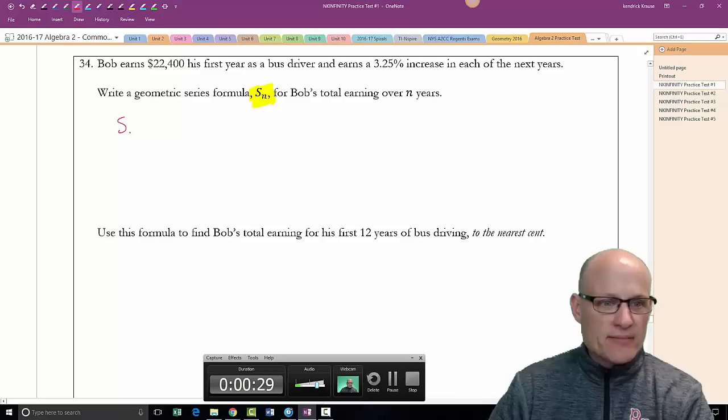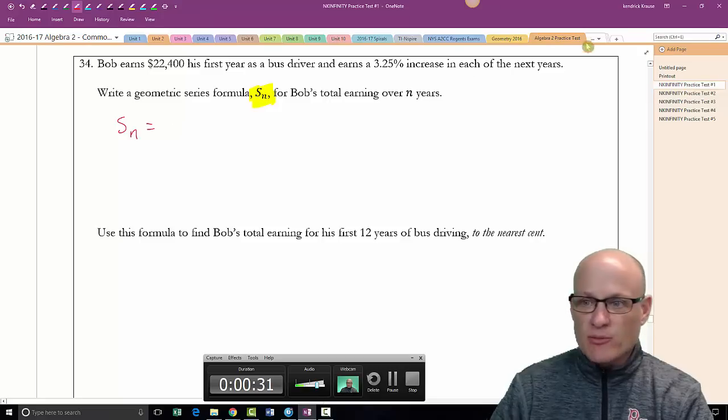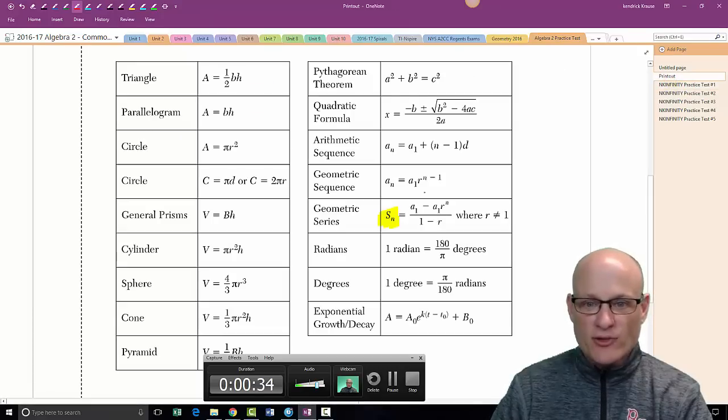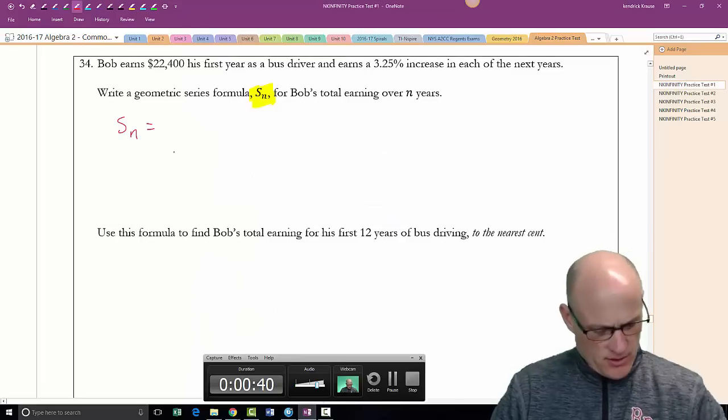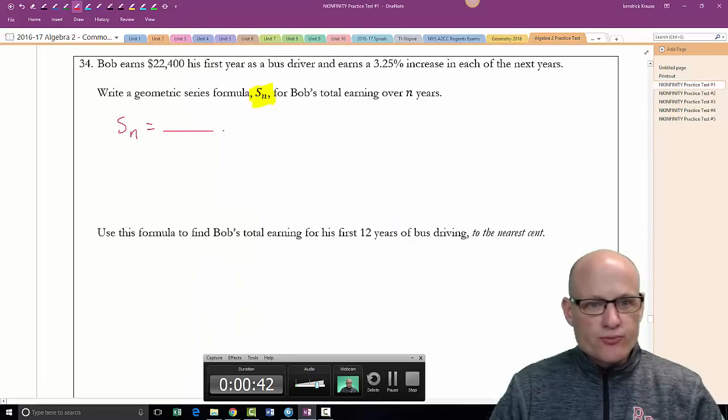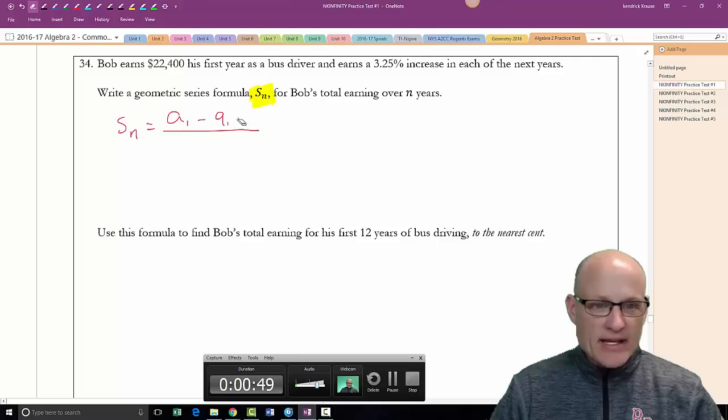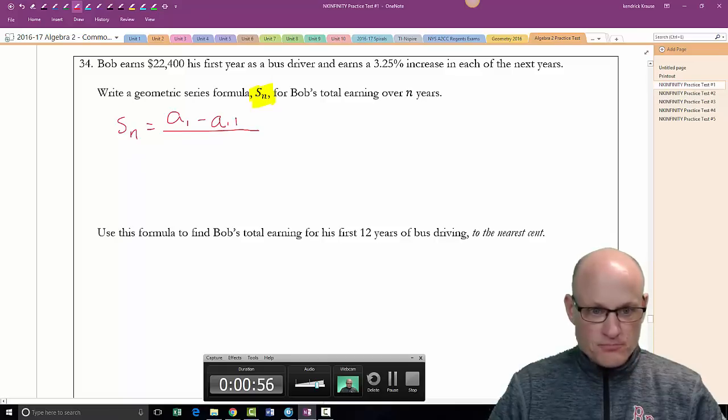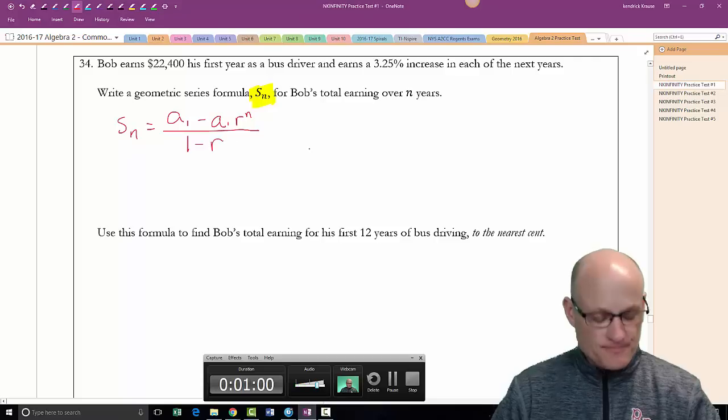So S sub n is equal to, you go back and look at it, it's just a fraction: a sub 1 minus a sub 1 r to the n, all over 1 minus r. Damn, that looks like a 9. I hate a's. I always make them look like 9s.